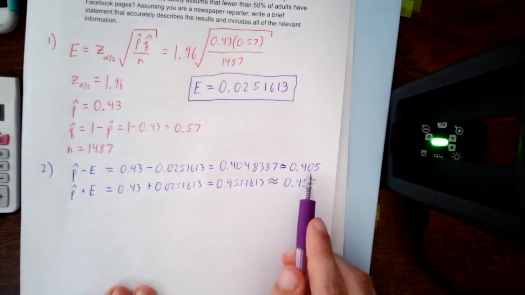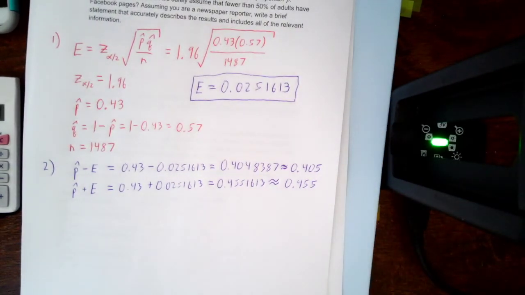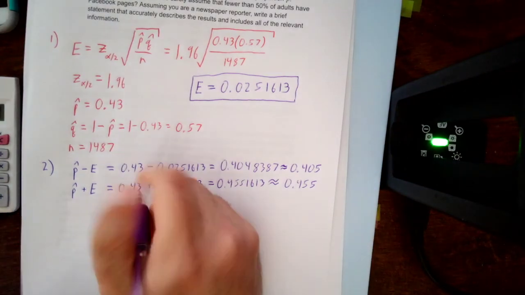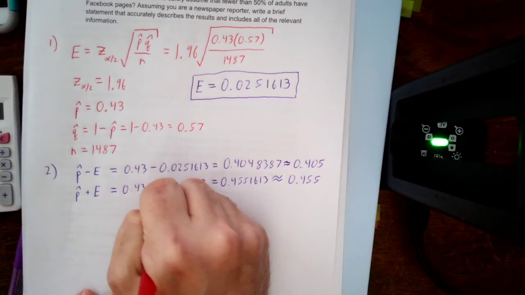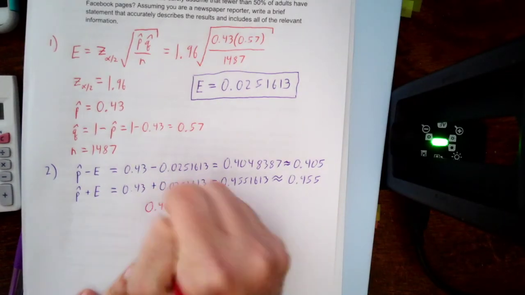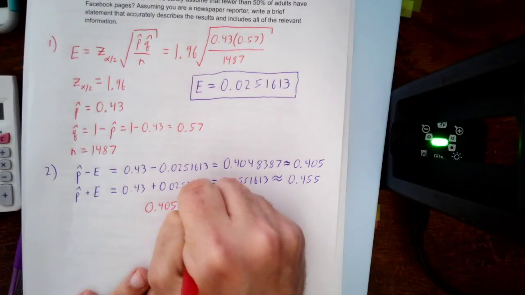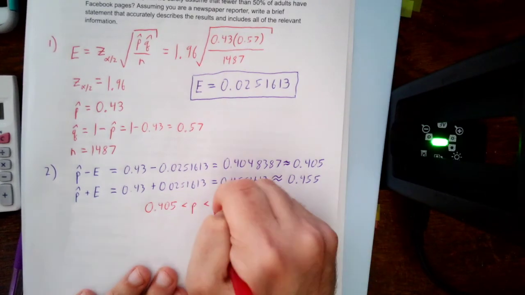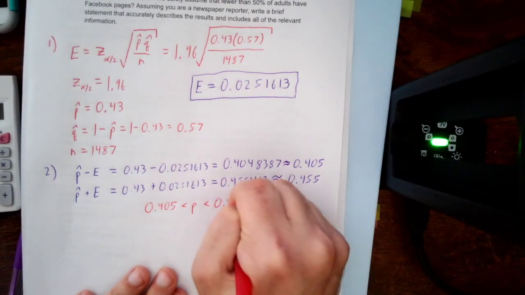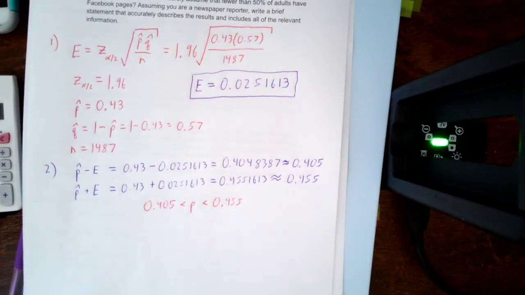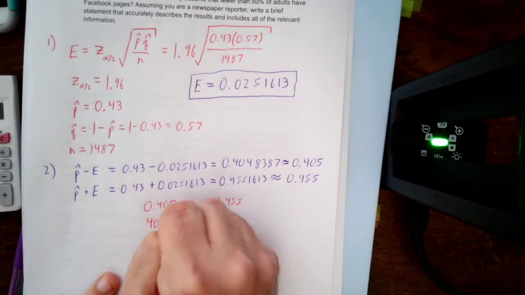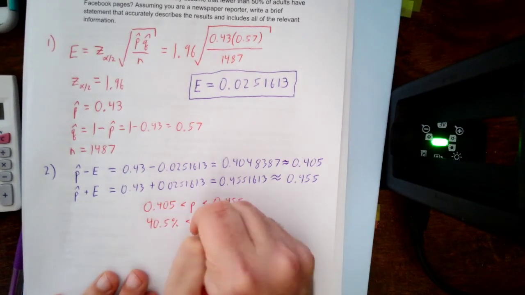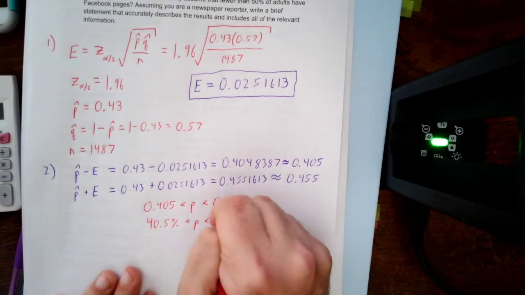Now, I have my lower and upper bounds. I am ready to create my confidence interval. Let's write the answer. Let's write the confidence interval. The confidence interval is 0.405 is less than P is less than 0.455. Or, if you prefer percentages, you could also write them as percentages.